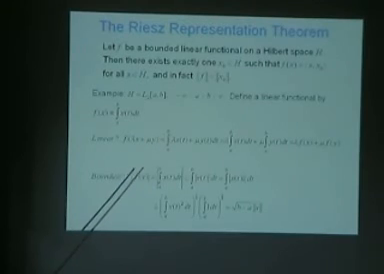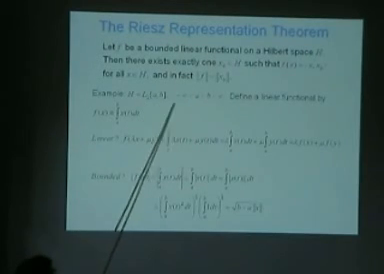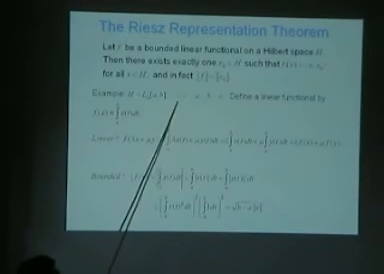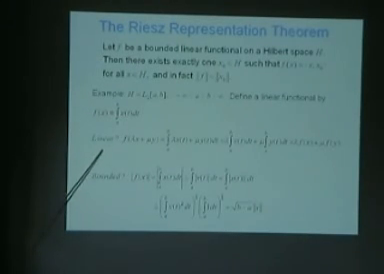I'm going to prove it later, but first I'm going to do an example. I'm going to choose a Hilbert space of square integrable functions, L2. I'm going to define a linear functional like this. Just going to try it out. So let's first of all check that it's a bounded linear functional, because it satisfies the conditions of the theorem.